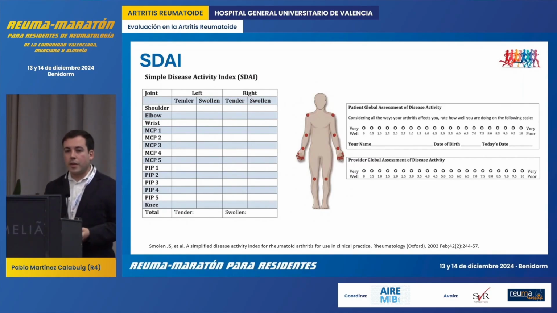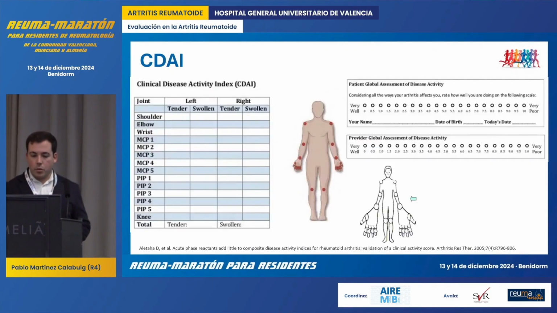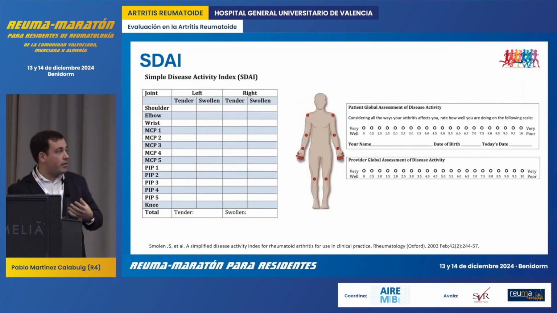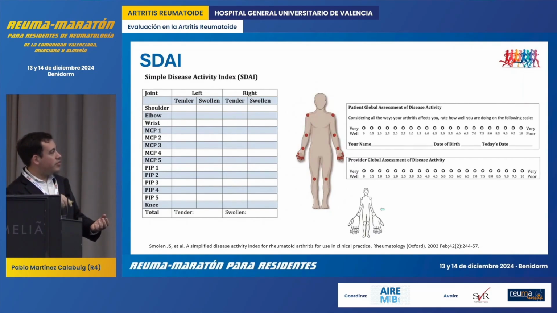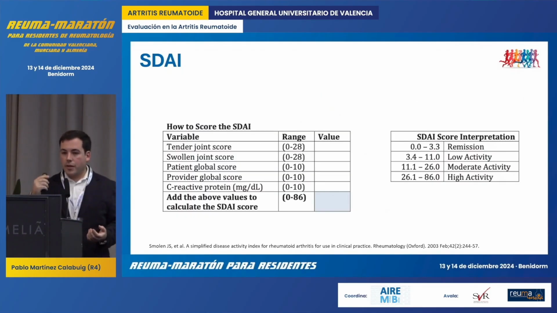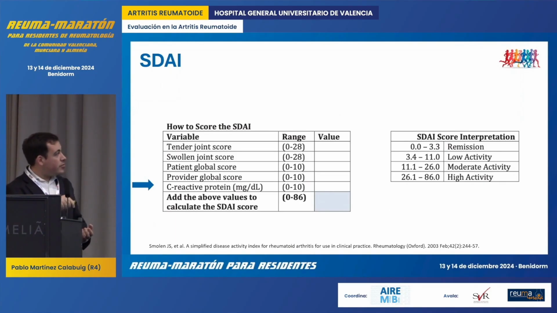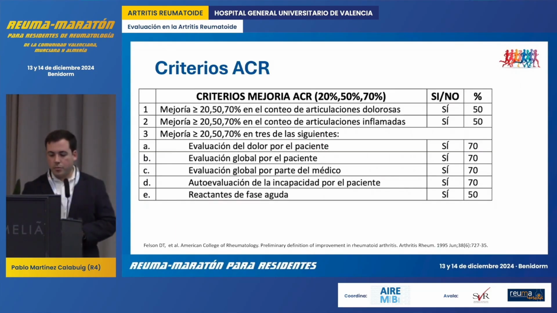Now let's talk about the SDI, and many of you might say, Pablo, this is the same slide as the first one. And it's true, the SDI is the simplified index at first, and in the end it also includes the count of the 28 joints from the DAS28. And the same patient assessment, but we would add an extra value, which would be a lab value like CRP. In this case, remission would be considered below 3.3.